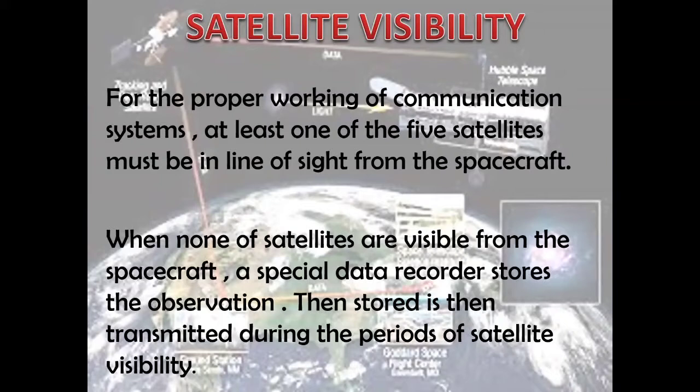Okay, thank you, Deepak. Here, satellite visibility, the working of the communication system. At least one of the 5 satellites must be in the line of sight from the spacecraft. The satellites are visible from the spacecraft, and the data is stored as a special data record. The stored data is then transmitted during the period of satellite visibility. Next slide.